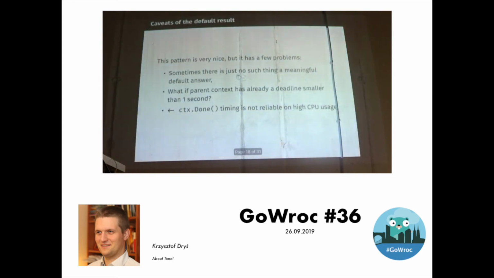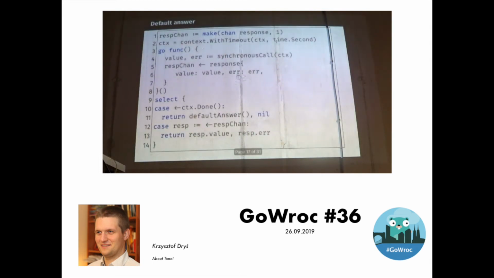Okay, but this pattern is very nice, but it has a few problems. Like the default answer is not always obvious. I mean, it's not always obvious what should be the default answer. And the other thing which is problematic is if this context here already has 1 second of deadline, this synchronous call, I mean, this will have no effect. If this context already has half a second of deadline, this will have no effect.